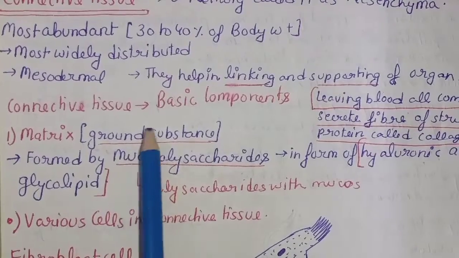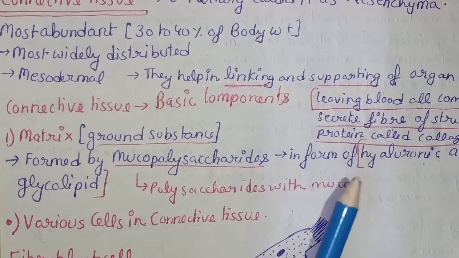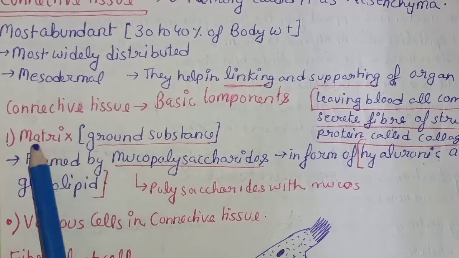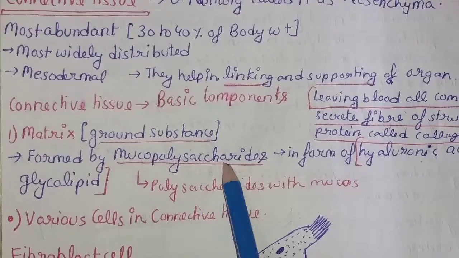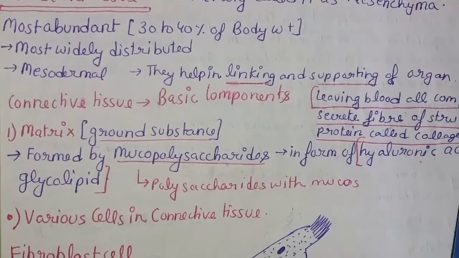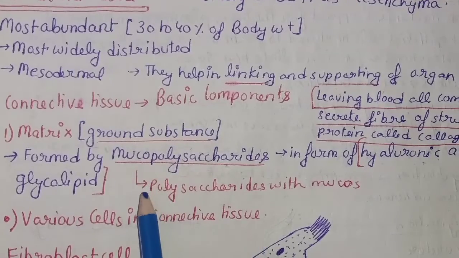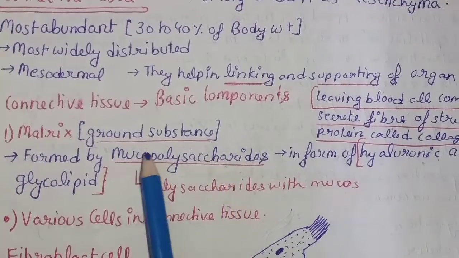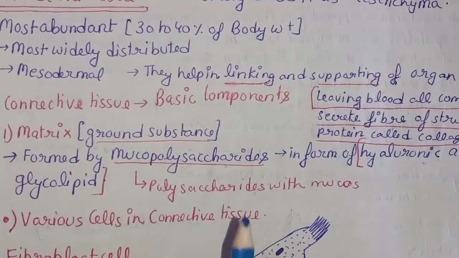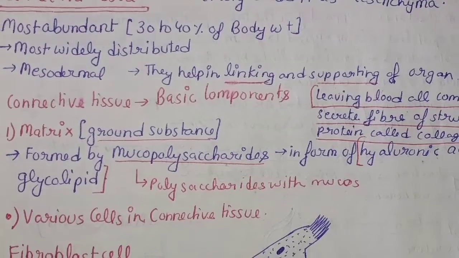Now coming to the basic components of connective tissue. The first is the matrix, which is a ground substance. It is formed by mucopolysaccharide in the form of hyaluronic acid and glycolipid. Mucopolysaccharide is polysaccharide with mucus, so that's why it is called mucopolysaccharide. And then it consists of various cells in the connective tissue.